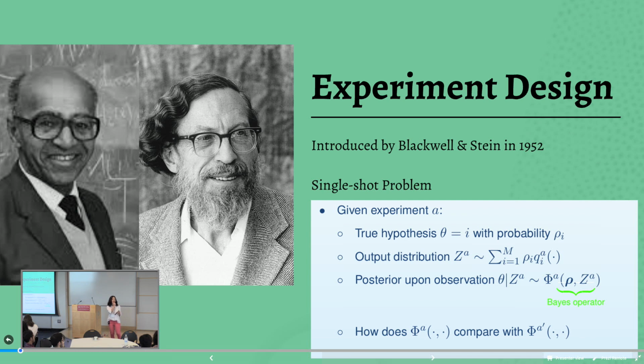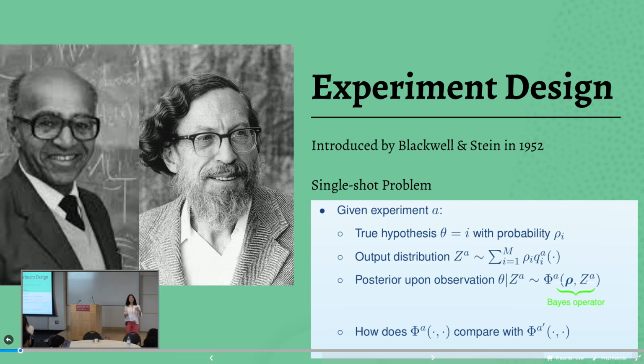So you can think about putting a prior on your hypotheses, which is a fancy way of saying, let's say hypothesis I is correct with probability rho I. If I do that, I can build the distribution of the observations or the output. So if I run experiment A, the output will be a mixture distribution. Rho I is the probability that I is correct. QI of A is the observation distribution under that hypothesis. And if you sum them up, you will get the output distribution.